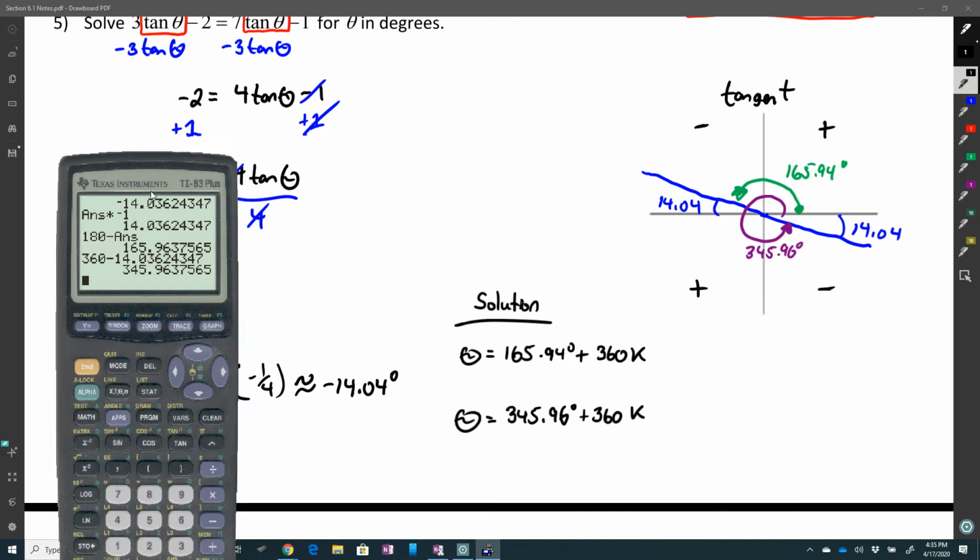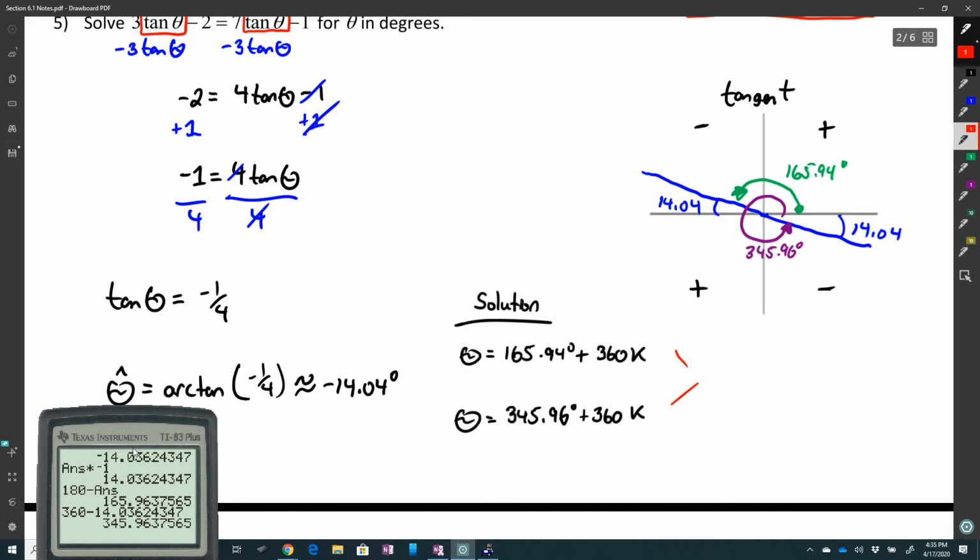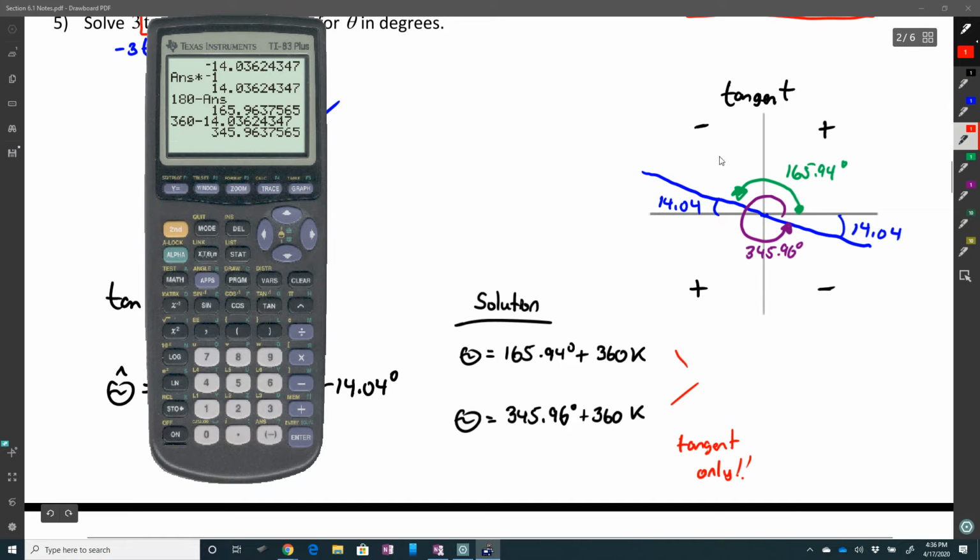Right? But when it comes to tangent, tangent has a special property. It's that these answers happen to be exactly 180 degrees apart. So if I go from one answer to the other answer, it's just 180 degrees. So notice that 165.94 plus 180 is my other one, 345. It's off by a little bit because I rounded. But anyway, and then I add another 180. See, that's the bad thing about rounding. And then I add another 180, another 180.